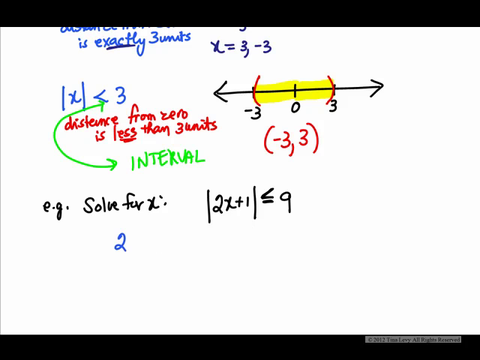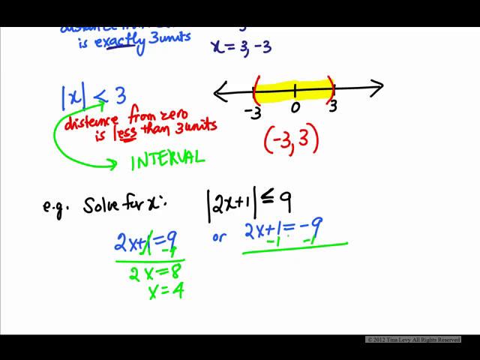So I have 2x plus 1 is 9, or 2x plus 1 is negative 9. I'm going to set up the x values for that. Solving this, I get 2x is 8, so x is 4. Subtracting 1, I have 2x is negative 10, so x is negative 5.